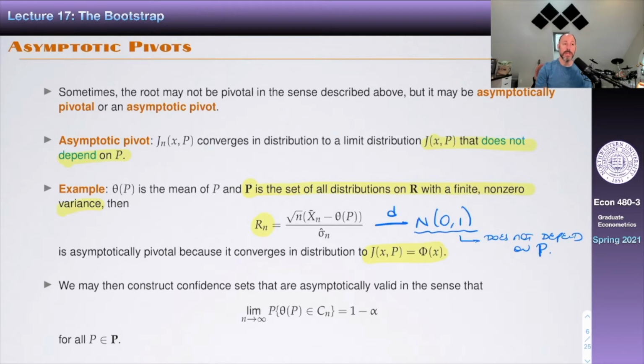So using this, we just construct the confidence set C as in two slides ago, or C1, C2, depending on how you define it, and then you can construct a confidence set that is going to satisfy this property: the limit as n goes to infinity of the probability that the confidence set includes the parameter is equal to 1 minus alpha. And this is going to hold for any P in the family. So that's pivots, asymptotic pivots.